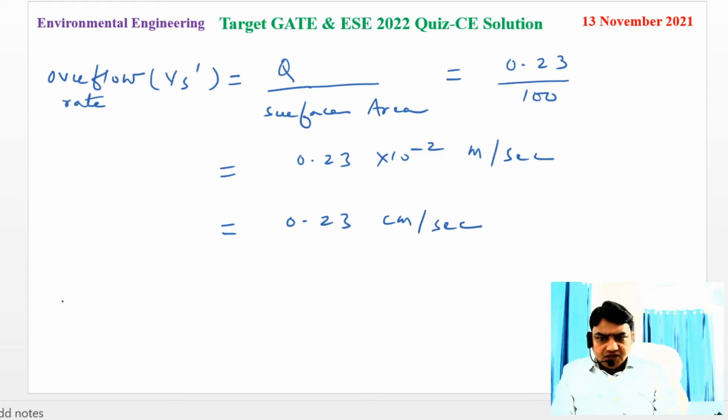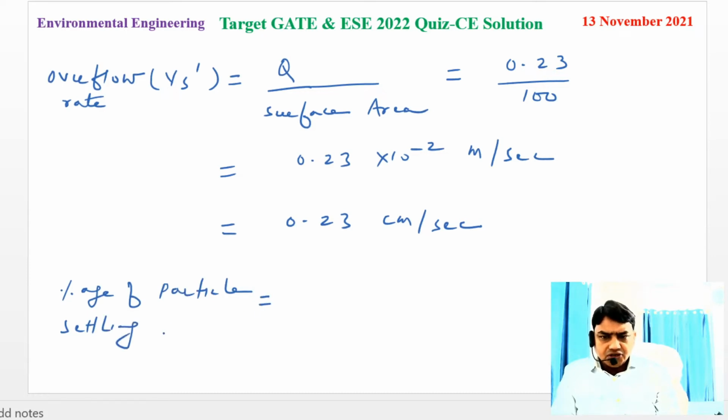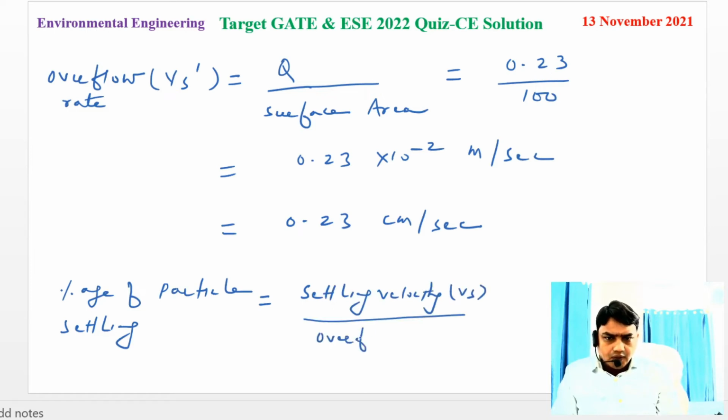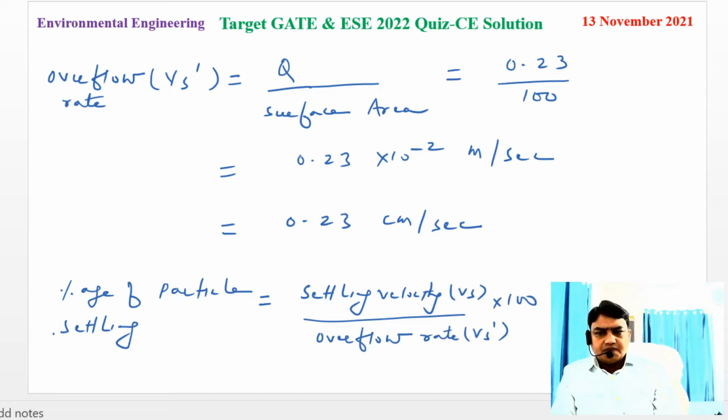So percentage of particle settling, efficiency of settling, can be computed as the settling velocity Vs divided by overflow rate Vs dash into 100. This is the percentage of particle size settling.